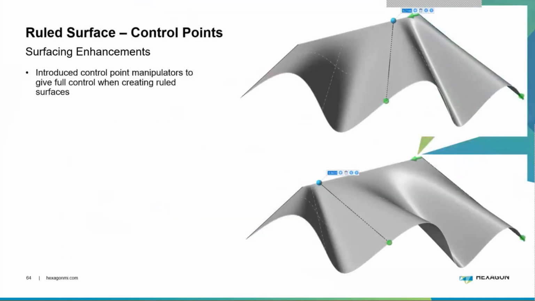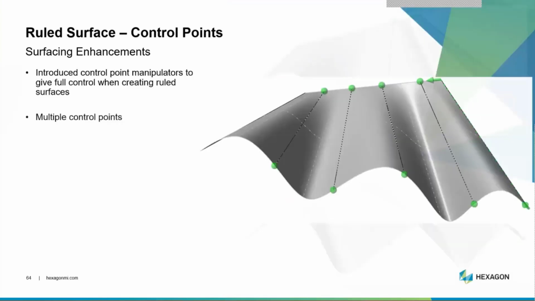We've introduced control points when creating ruled surfaces, so you have a lot more control over your surface geometry or surface topology. And you can add multiple control points in and basically do what you need to do there. The idea for this was to introduce it for the simplest surface, so we could then roll it out on more complex surfaces in the future.